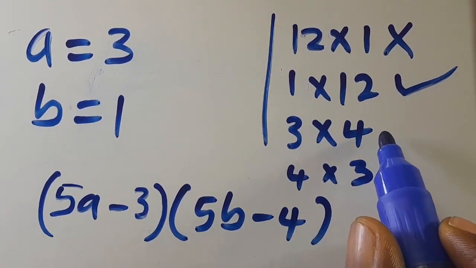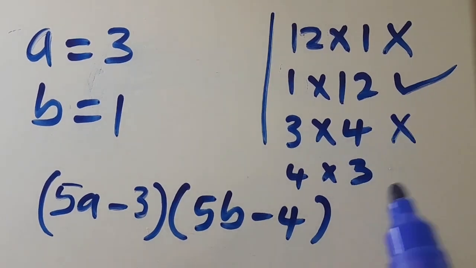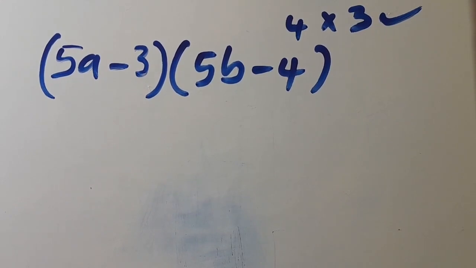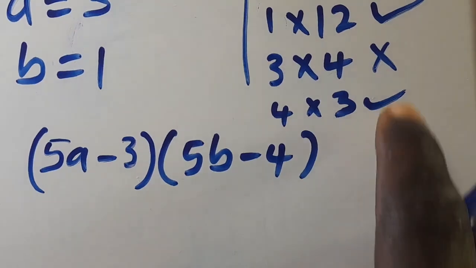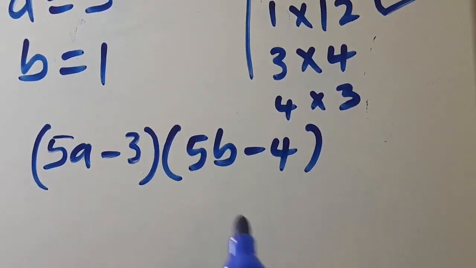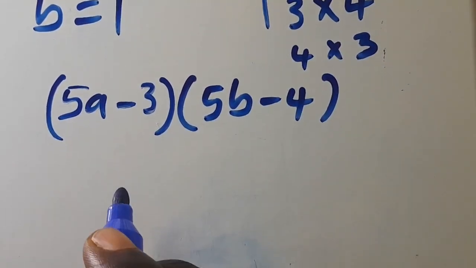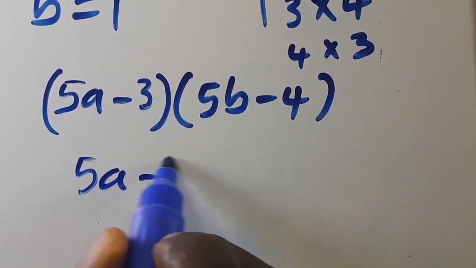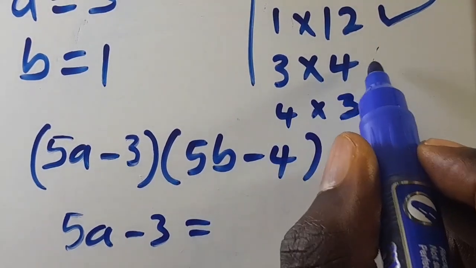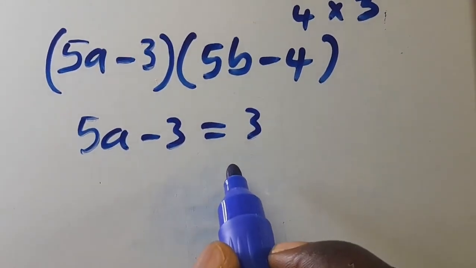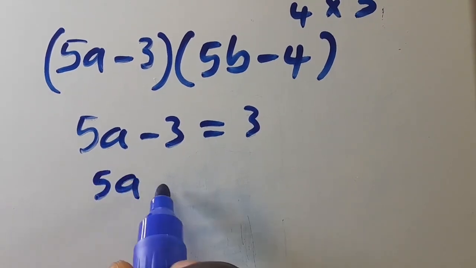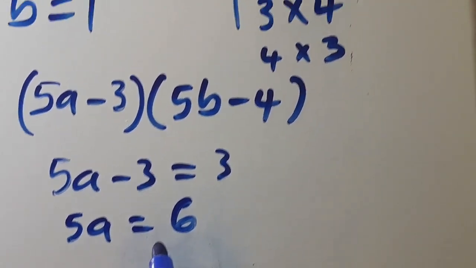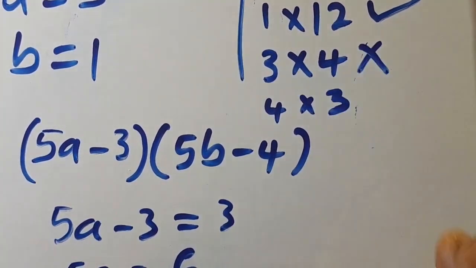So let us consider this one. When you consider this one, we are going to have a fraction. So we don't want this one. Let us also consider this. So from here, let us verify it. We also have 5a minus 3 to be equal to this one, we have here 3. So we have 5a equals 3 plus 3, which is 6. So we are going to have a fraction. So we don't want this.